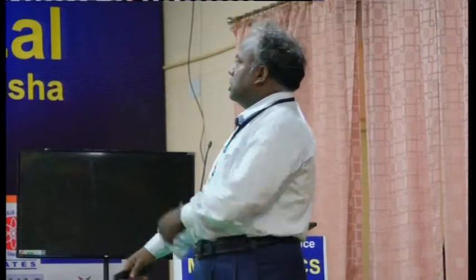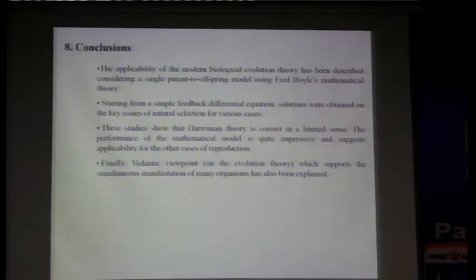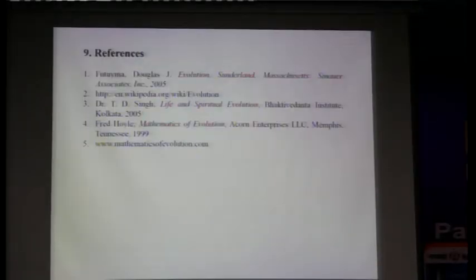So this last thing is very important, because it is going to give the conclusion. The conclusions of my presentation are: the applicability of the modern biological evolution theory has been described considering a single parent offspring or the asexual model using Fred Hoyle's mathematical theory. Starting from a simple feedback differential equation, solutions were obtained on key issues of natural selection for various cases. The study shows that the Darwinian theory is correct in a limited sense. The performance of the mathematical model, this Fred Hoyle model, is quite impressive and suggests applicability for the other cases of reproduction. And finally, the Vedantic viewpoint on the evolution theory, which supports the simultaneous manifestation of many organisms, has also been explained. So these are the references.